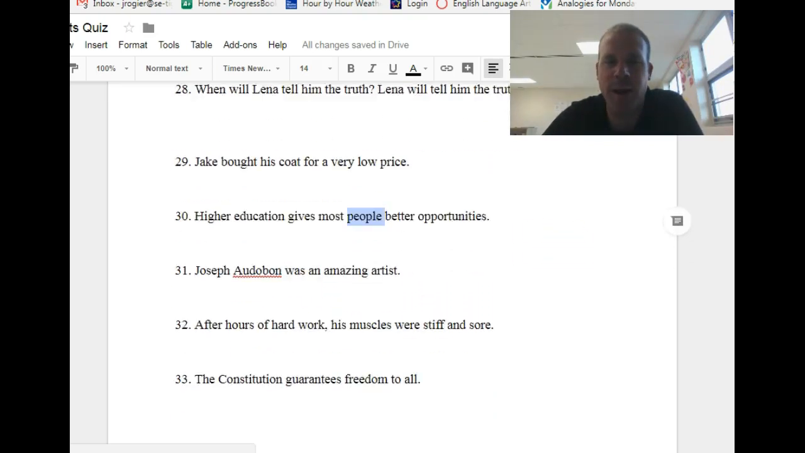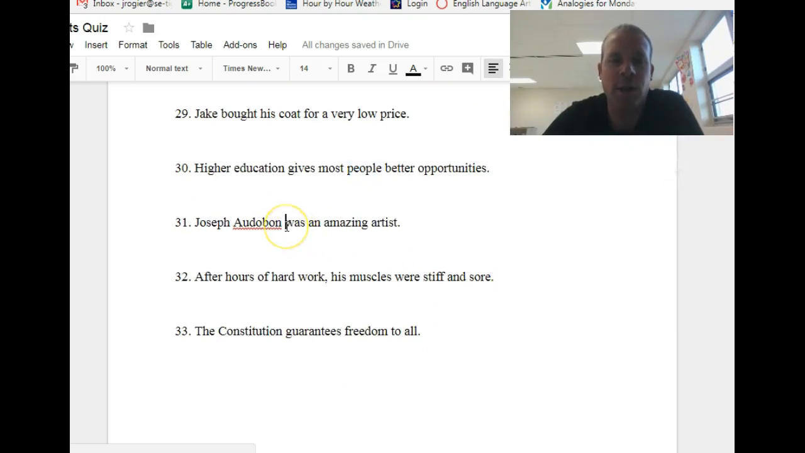31, we have Joseph Audubon was an amazing artist. Was is our linking verb. It does not have an action with it, so it remains linking. What was Joseph Audubon? He was an artist, not amazing, artist. That is renaming him, so it's predicate nominative. 32, after hours of hard work, his muscles were stiff and sore. Stiff and sore is describing his muscles, and were is the linking verb, so stiff and sore would be predicate adjectives. And finally, the Constitution guarantees freedom to all.